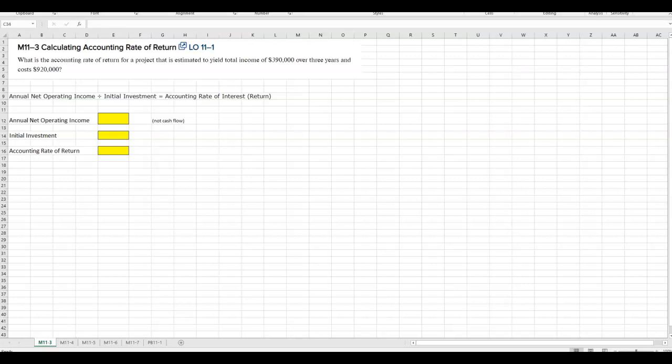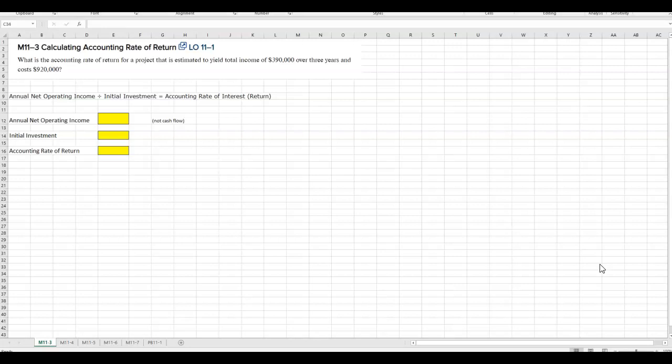I just want to run through some examples. So this chapter talks about different ways to determine whether to take on a capital project or not. So capital budgeting. And I want to start with M11.3. The accounting rate of return.